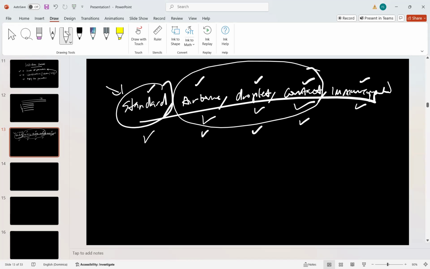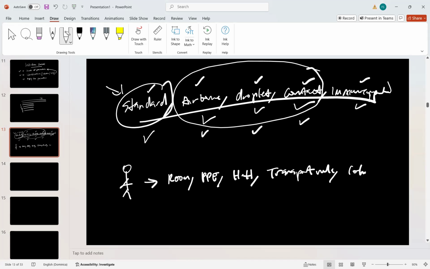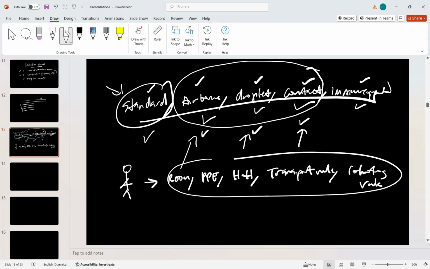And NCLEX wants a situation whereby, as a nurse, you understand the right room, the right PPE, the right hand hygiene, the transport rule, and the quarantine rule as well, related to airborne, droplets, and contact, all these things right here. So that's what I want to evaluate now, because that's the first thing.